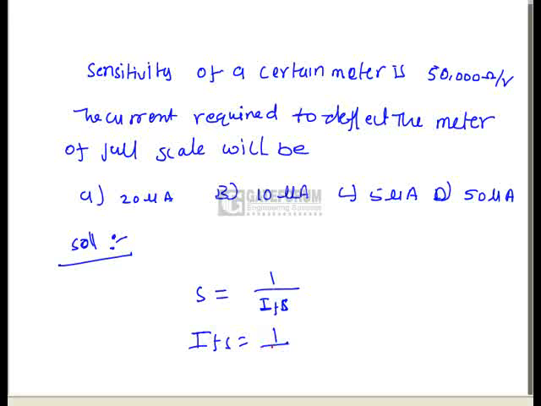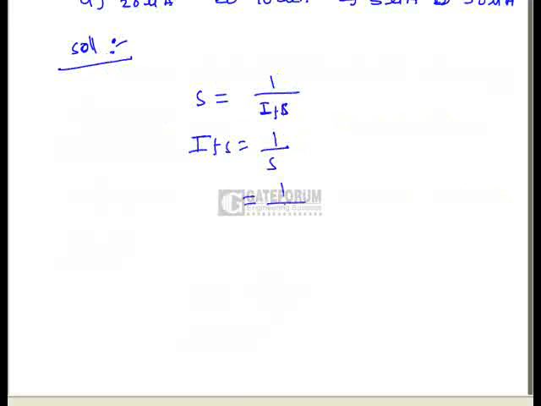1 by S, where S is the sensitivity. If you substitute the sensitivity here, 1 by 50,000, this is 1 by 20 microamperes. That means if you send this much amount of current through the meter, the meter will indicate the maximum reading, that is the full scale reading.